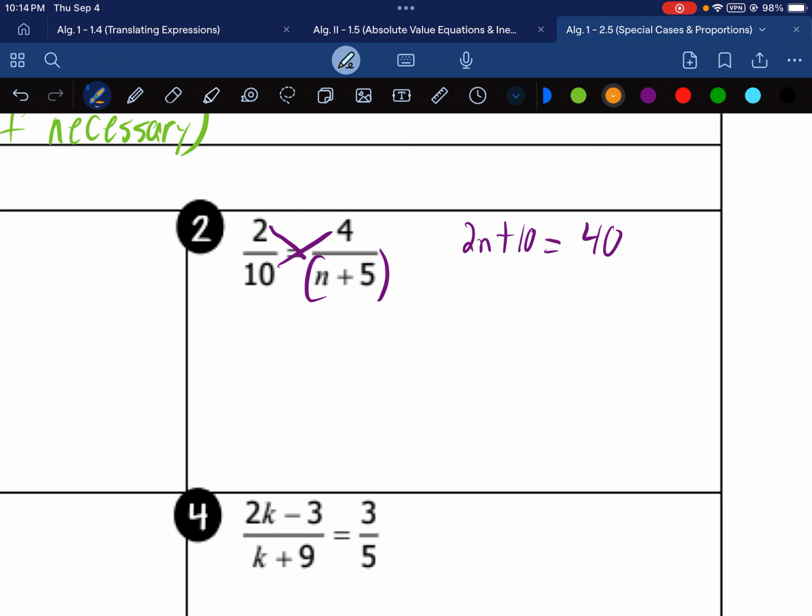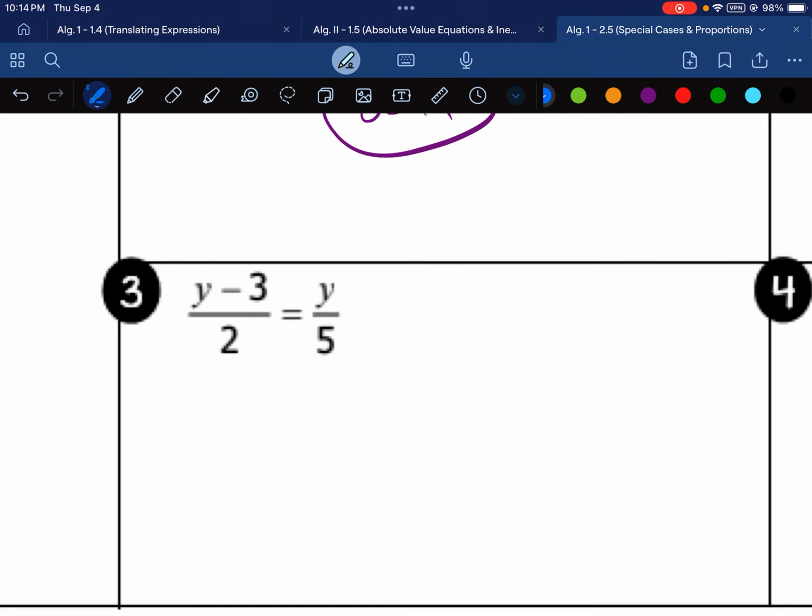Now we solve using our normal two-step equation methods, where we subtract 10 from both sides, and I get 2n equals 30. Divide both sides by 2. Let me rewrite my 0 for the 30. And I get n equals 15.